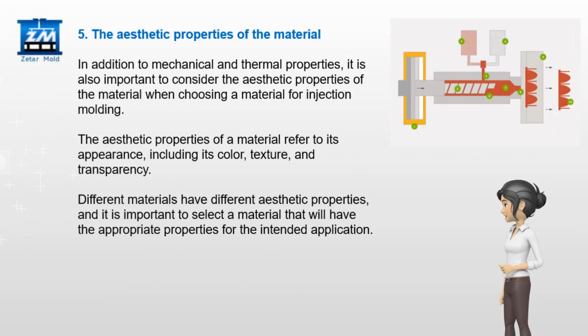The aesthetic properties of the material. In addition to mechanical and thermal properties, it is also important to consider the aesthetic properties of the material when choosing a material for injection molding. The aesthetic properties of a material refer to its appearance, including its color, texture, and transparency. Different materials have different aesthetic properties, and it is important to select a material that will have the appropriate properties for the intended application.